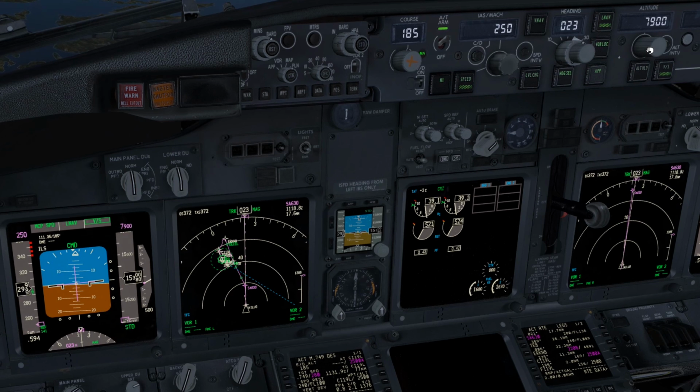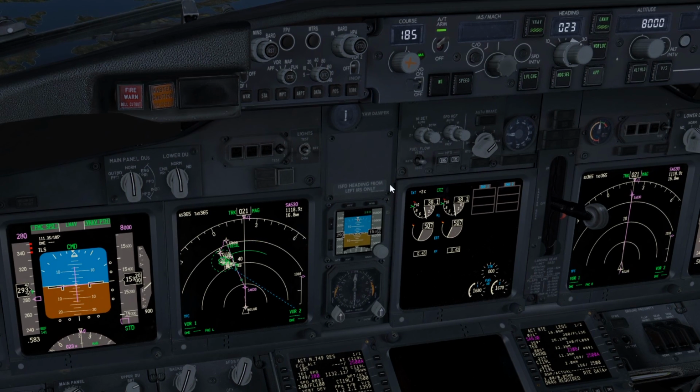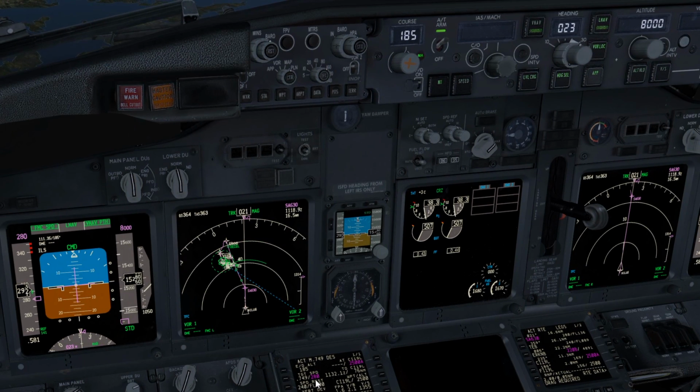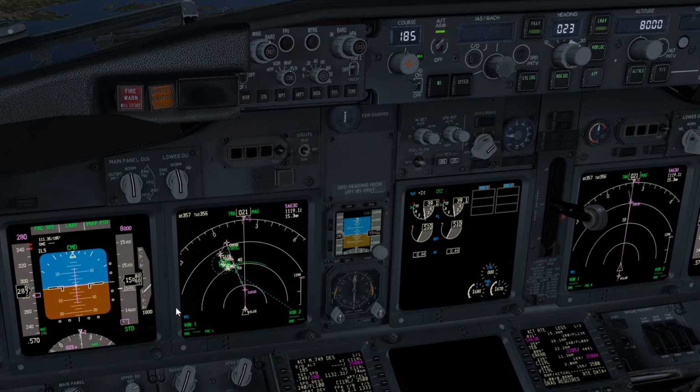Get another descent clearance to flight level 80. Go back to VNAV, and because we changed the speed before, it will keep 280 knots and calculate the VNAV path after that until we reach flight level 100, because then it knows that it needs to decelerate the speed to 250 or below.